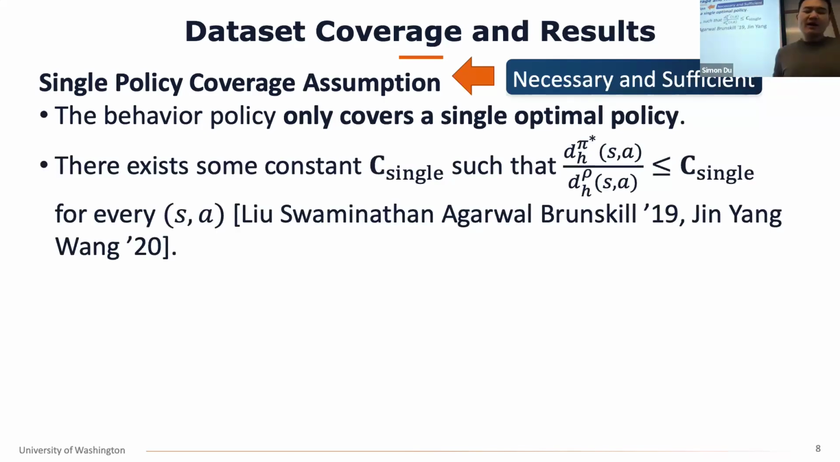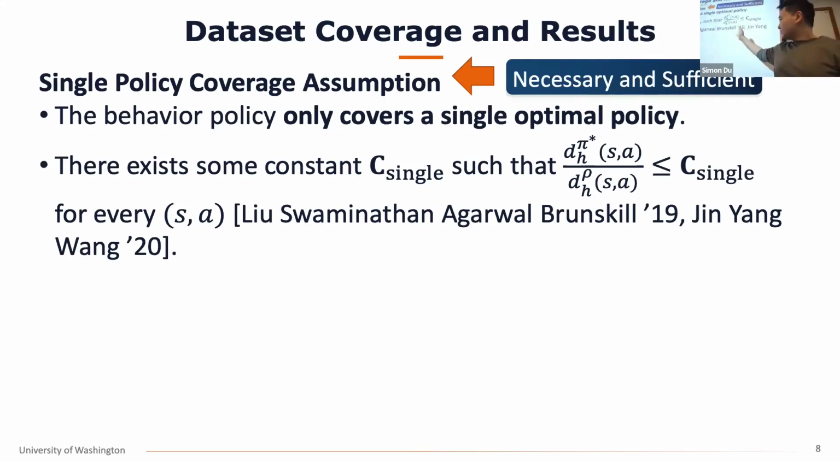So formally, let's say there exists some constant C single, such that the density ratio between the distribution of the optimal policy, which I denote as d pi star of every state action pair, divided by the density or mass function of the data collection policy rho, is upper bounded by this constant for every state action pair. Basically, for every state action pair that has some probability mass induced by the optimal policy, you also have some probability mass for your data collection policy. That's the intuition.